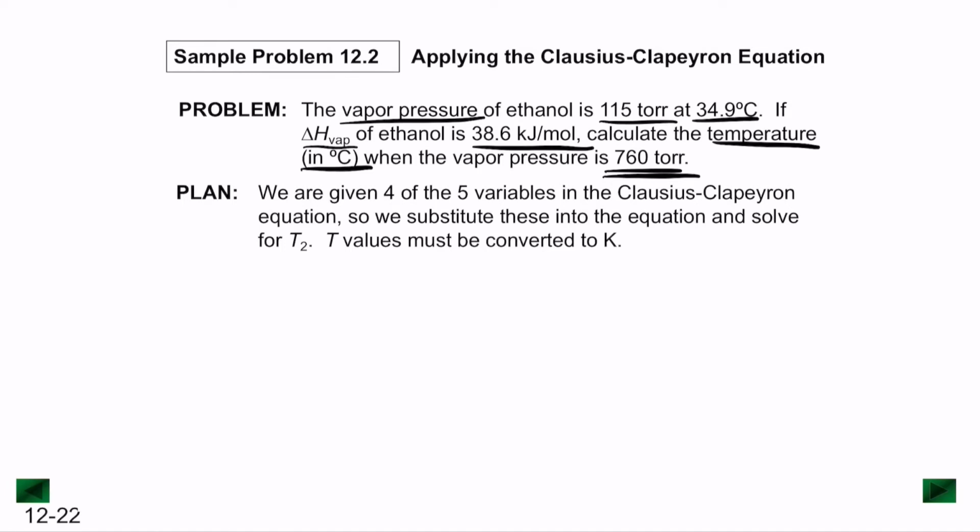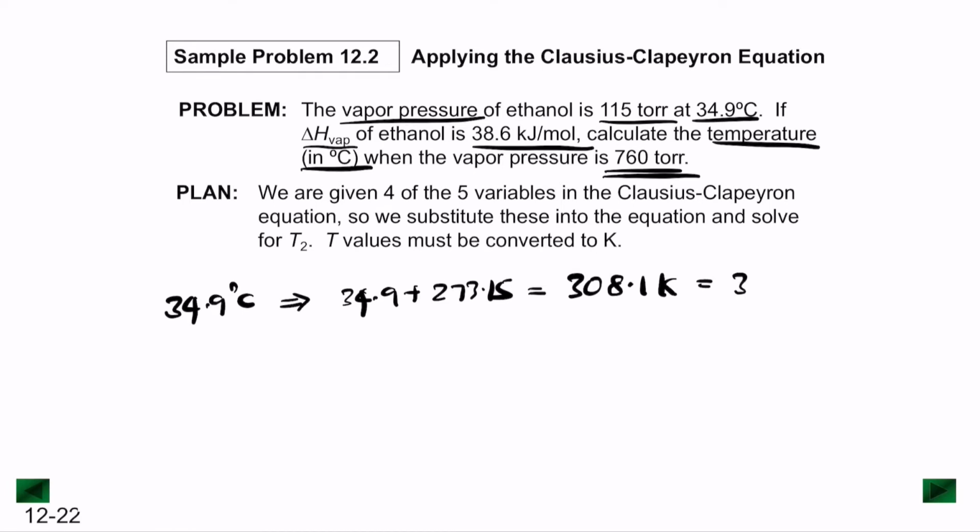First, convert all the temperatures into Kelvin. So we have 34.9 degrees centigrade, which in Kelvin becomes 34.9 plus 273.15. That gives you a value of 308.1 Kelvin. So it's just three significant figures. So we have 308.1 Kelvin.